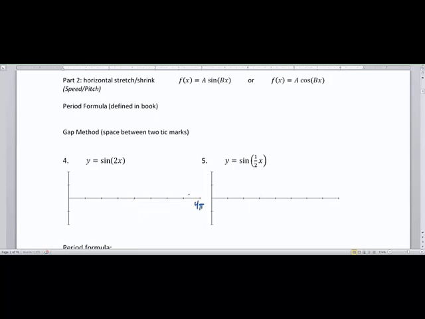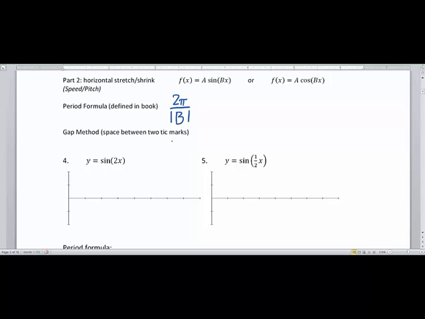So I'm going to erase these because we're not going to go in a normal 2 pi to 4 pi setting, because by changing the number in front of x, we're going to change how fast or slow this periodic wave is going to go. Now here's the period formula defined by the book. 2 pi for sine and cosine is our normal period length. But then, if we divide by the absolute value of b, this will give us our new period length.